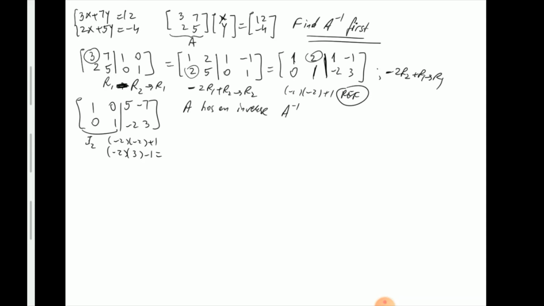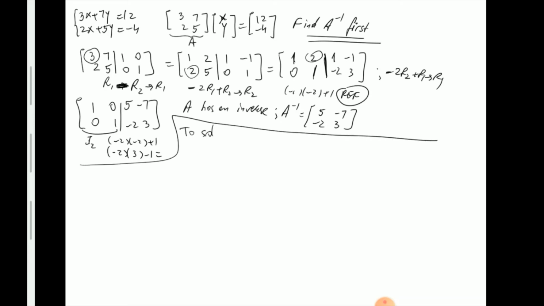And it is what we got on the right hand side. Or, I mean, on the right of the vertical bar: 5, minus 7, minus 2, and 3. So, now to solve the system, we multiply by the inverse matrix on both sides.